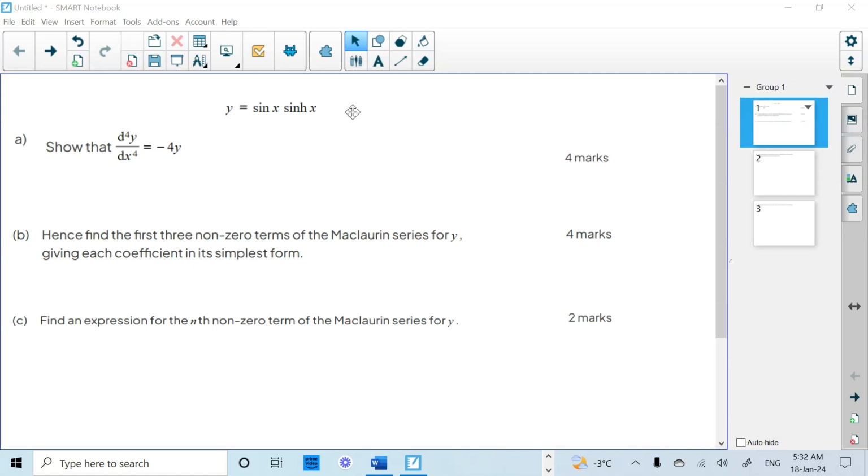Maclaurin series and hyperbolic functions exam question for 10 marks, parts A, B and C. Let's get into it. I'm not going to read out the question because I'm conscious of time. So show that the fourth derivative is equal to minus 4y, given that y is equal to sin x sinh x. So, product rule.